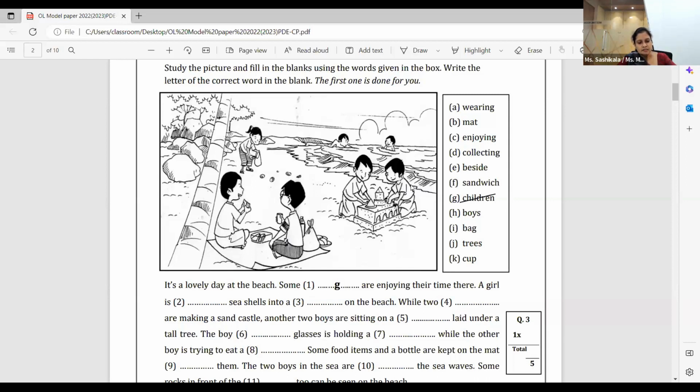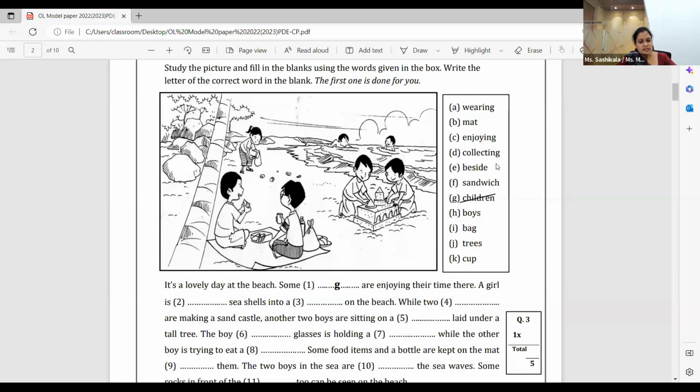Some food items and a bottle are kept on the mat. So there should be a preposition there. The only preposition that we have is beside, so we can use it there. Some food items and a bottle are kept on the mat beside them.